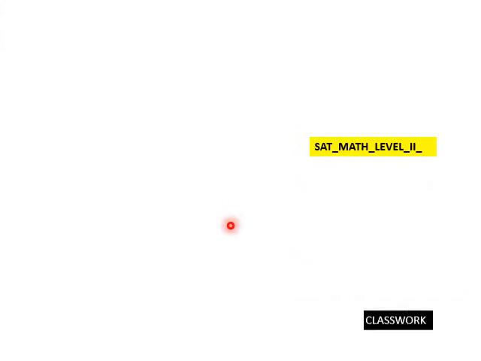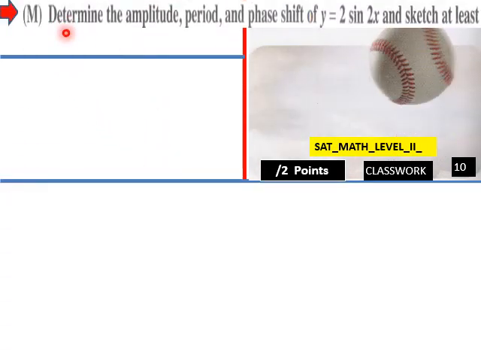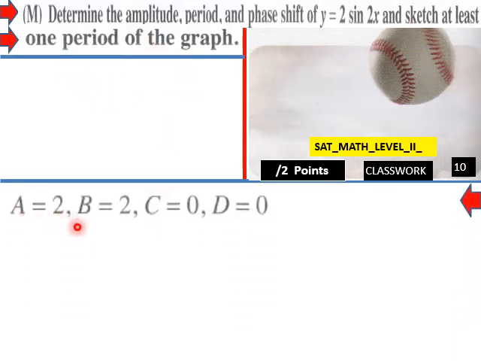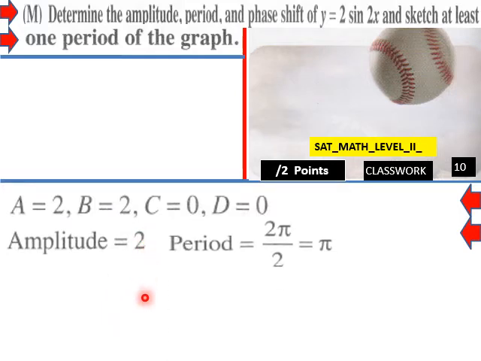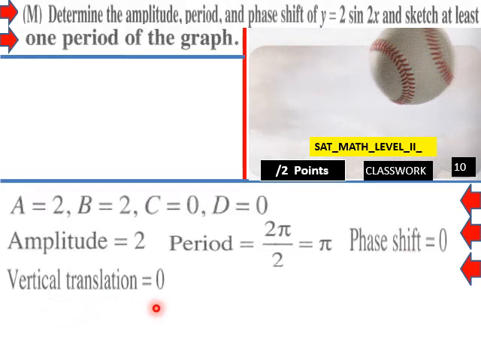Okay, so let's go into an example. Example M: determine the amplitude, period, and phase shift of y equals 2 times sine 2x, and sketch at least one period of the graph. So a equals 2, b equals 2, c equals 0, d equals 0. So amplitude in this case will equal 2. And then our period will be 2 pi over 2, which would equal pi. Phase shift is 0. Vertical translation is 0.